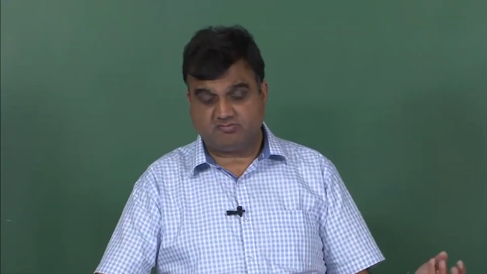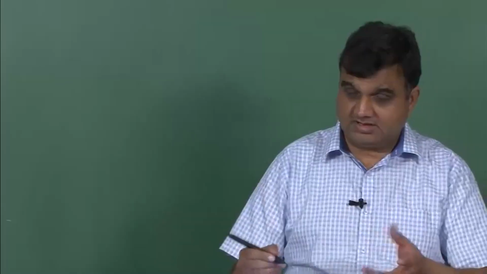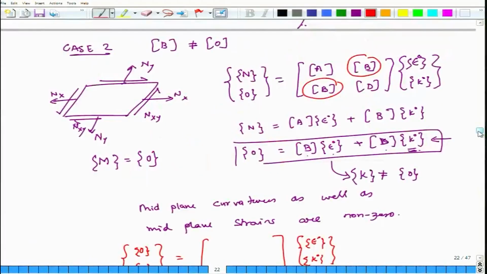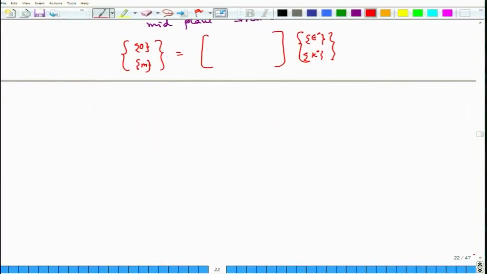If this coupling matrix is not there, then the response of the plate to N is purely strain, and the response of the plate to M is purely curvature. But if B is non-zero, then it couples and you have a more complicated situation. So, this is the second case. Let us look at some more cases. So, there is a third case, okay.